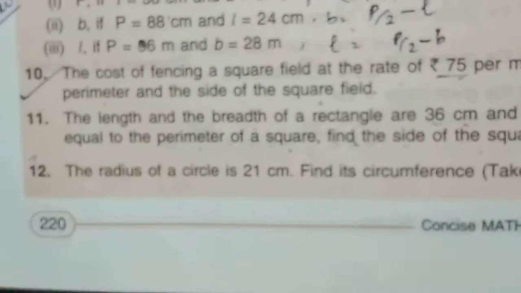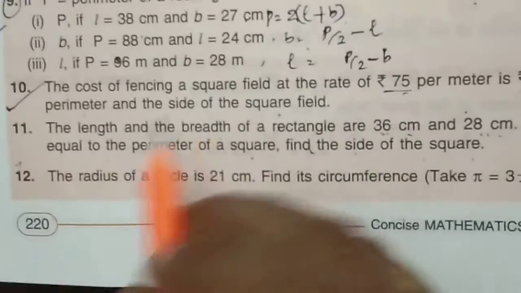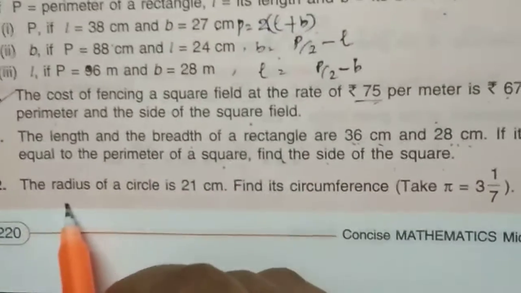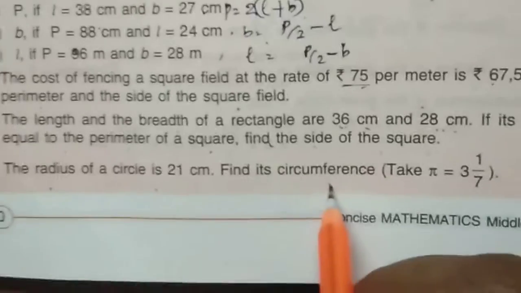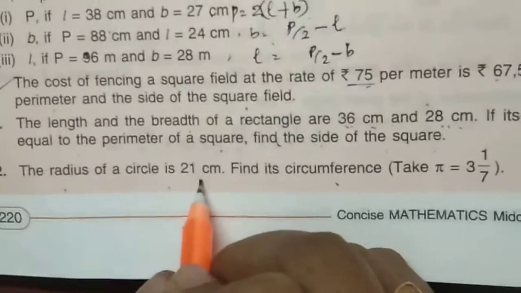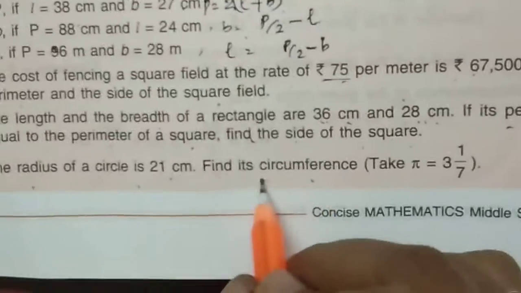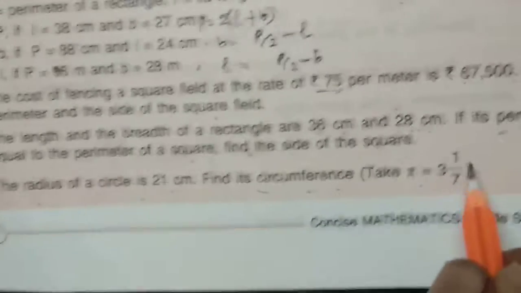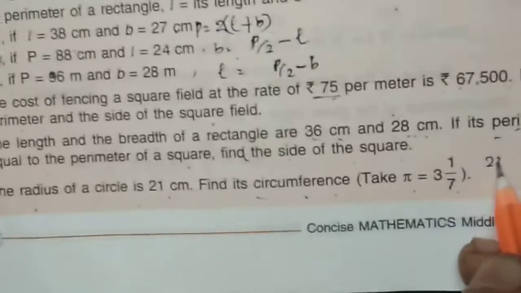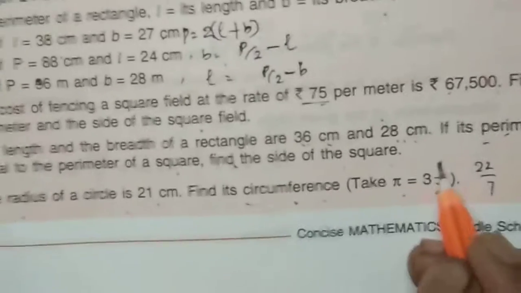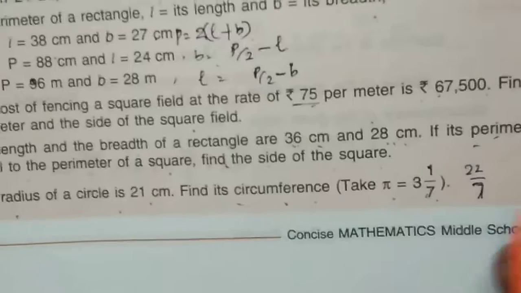Now we are discussing the perimeter of the circle, that means circumference. The radius of a circle is given as 21. Find the circumference. The value of pi is 3 1 by 7, 3 1 by 7 means 22 by 7: 3 into 7 is 21, plus 1, 22. That is given.